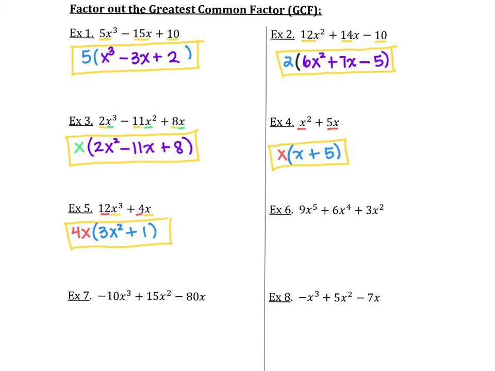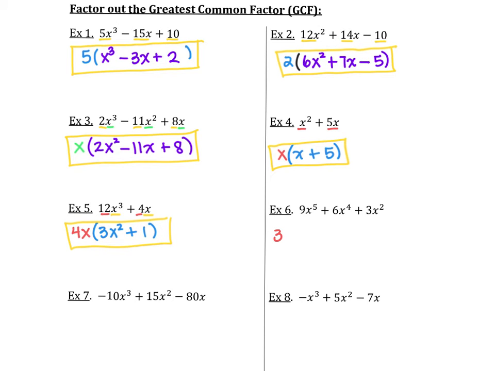Okay, example 6, 9x to the fifth plus 6x to the fourth plus 3x to the second. Again, let me check for numbers first. I have a 9, a 6, and a 3. What divides into 9, 6, and 3? They're all divisible by 3, so let me take out a 3.